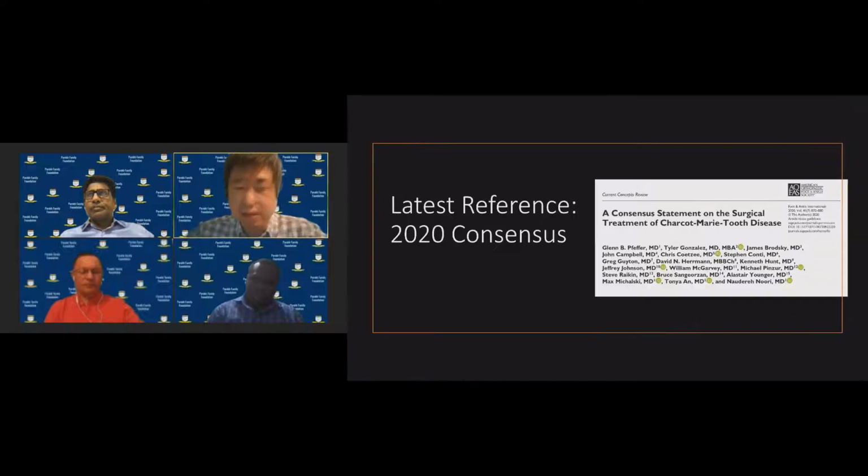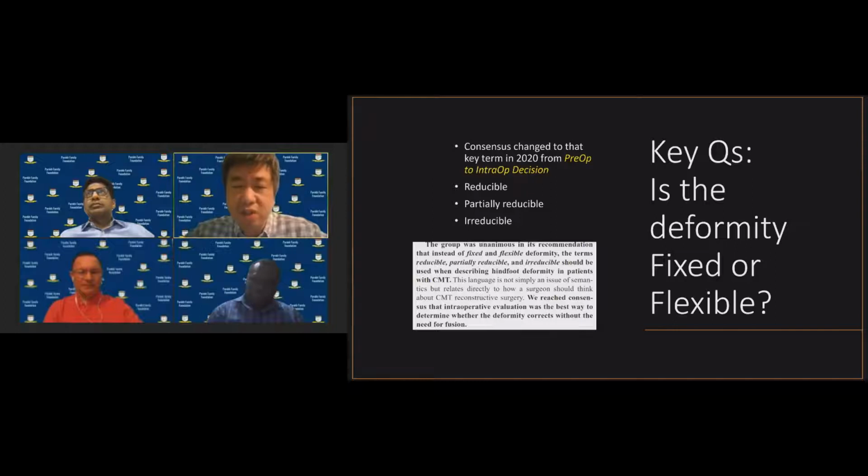The latest reference, as I mentioned, is a great paper, concise and easy to follow through. I wish I had seen this paper before I did many cases fumbling through. But after I read this paper, it made a lot of sense to me. Now, the consensus change is a key question here: is the deformity fixed or flexible? That's the key question we always ask, and that's what I was taught. A Coleman block test may tell you whether it's fixed or flexible.